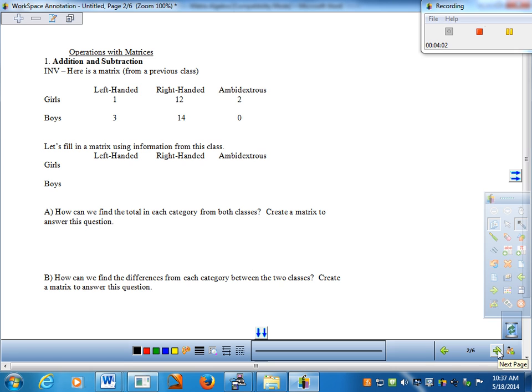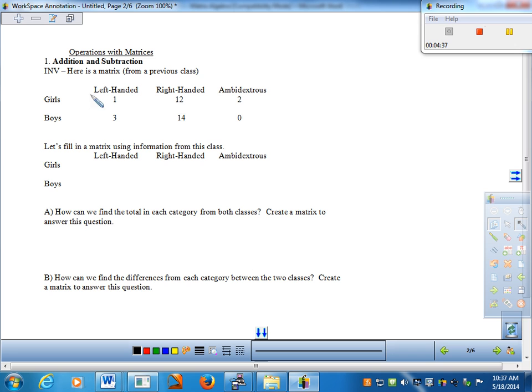So I've done this investigation before in a more traditional class. We might have to modify it a touch in this particular case, but that's okay. All right, so addition and subtraction. Here is a matrix from a previous class, and as you can see, it's just an arrangement of 6 numbers.